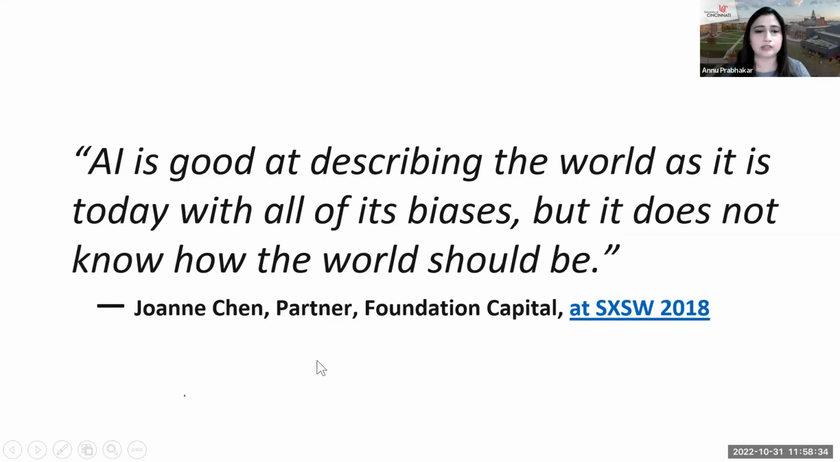So I just wanted to share this quote from Joanne Chen. She says that AI is good at describing the world as it is today with all of its biases, but it does not know how the world should be. So AI would give you the result based on the world as it is now with all the biases. So the algorithm is not at fault, the algorithm just does what it does. It is the responsibility of the people who are designing to make the data without bias. But how should the world exist without bias?